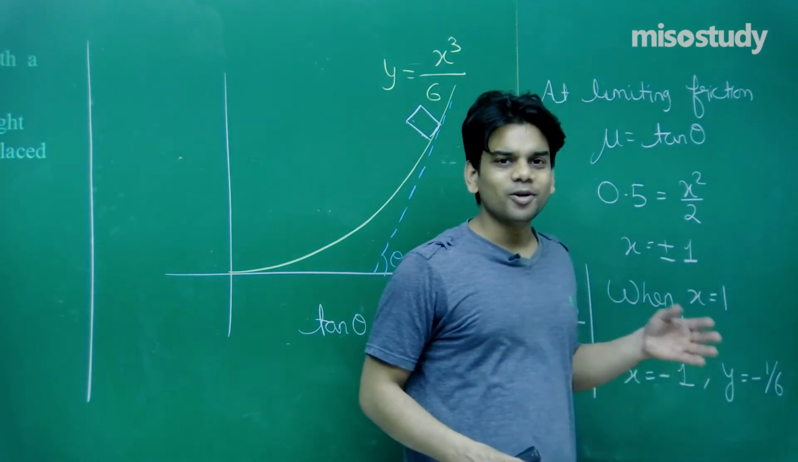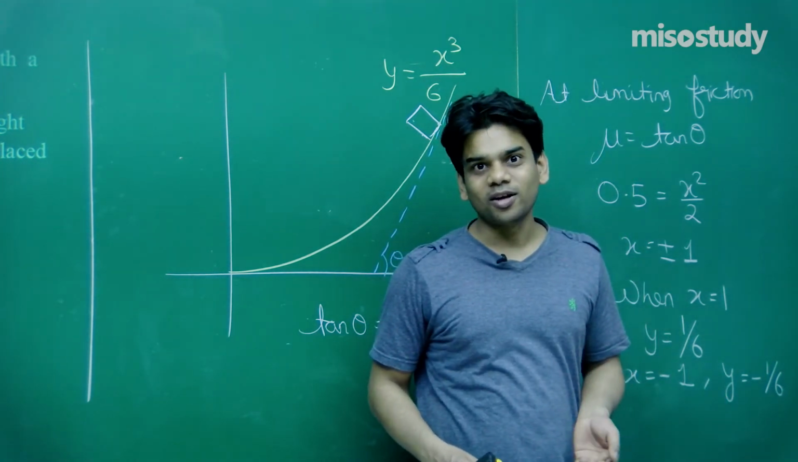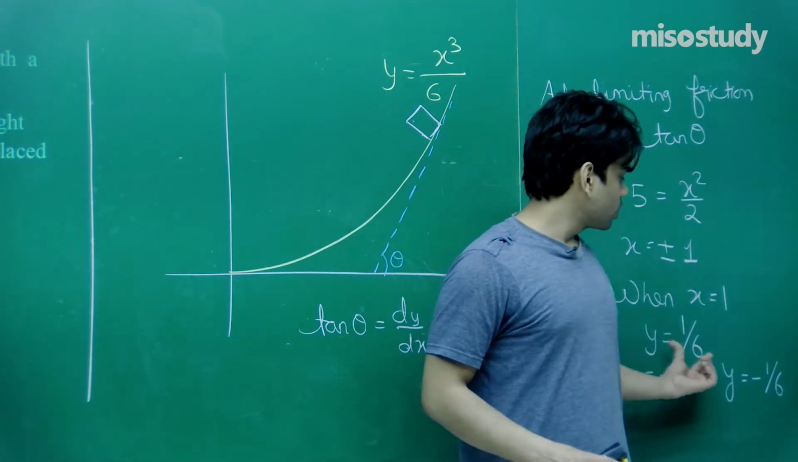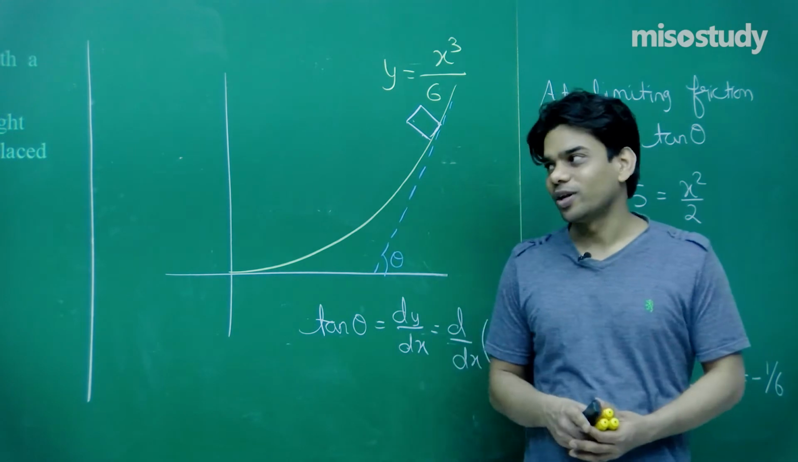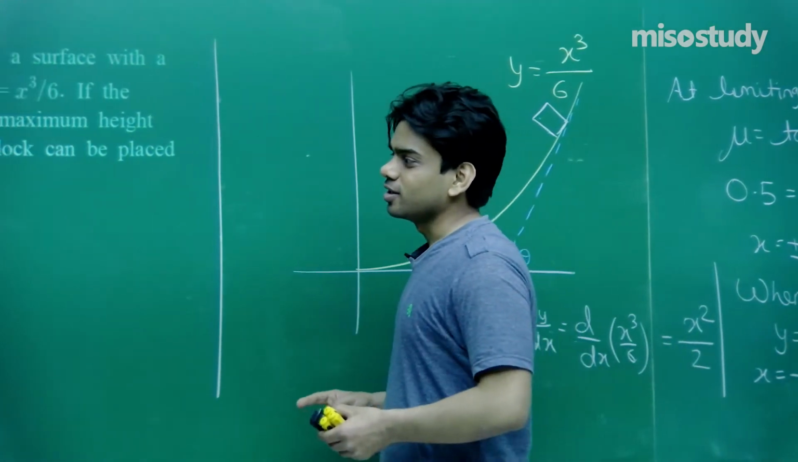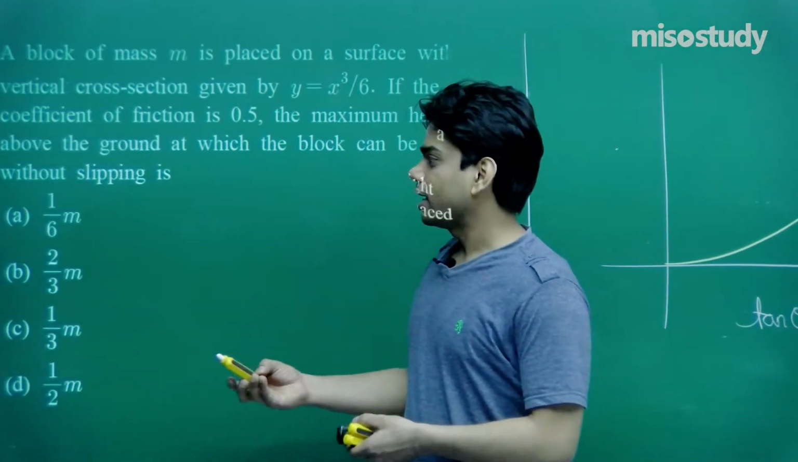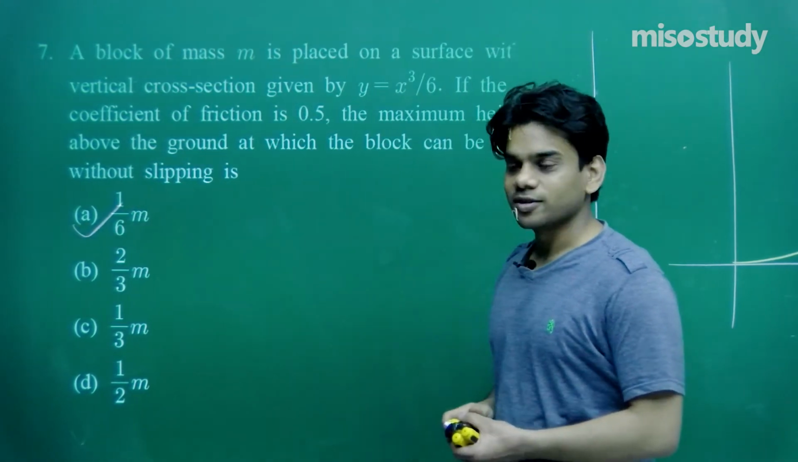Two values we got. You have to apply your own logic as to which value to eliminate and which value to use. So you got y equals 1 by 6, and don't worry, minus 1 by 6 is not provided in the options, so there is no need to worry. So the right answer, if you see the options, is option A, that is 1 by 6 meter. That is the right answer.